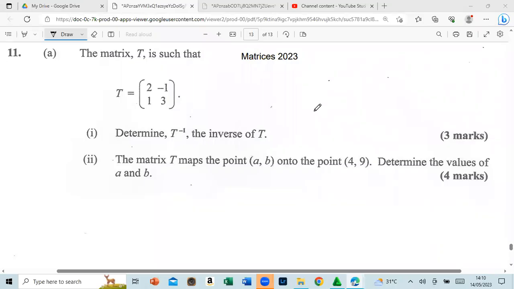Hi guys, so this is going to be a very quick video. I'm going to show you how to get the 7 marks on the matrices question.